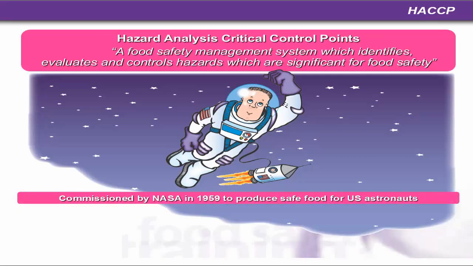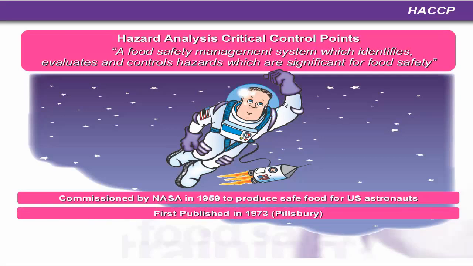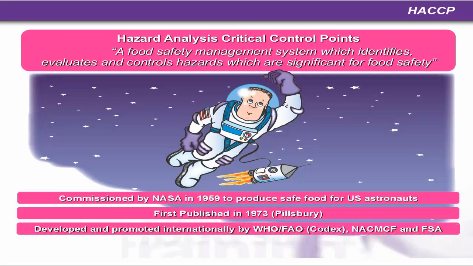It was commissioned in NASA in 1959 to produce safe food for US astronauts. Because you can imagine if astronauts went into space and had food poisoning, the symptoms of which can be sickness and diarrhea, they'd fill up their spacesuit with their own bodily fluids and probably drown. So they didn't want that to happen. It was a system that was developed from the jet engine fighters during the late 40s and early 50s. They developed a system from that and changed it to make it more flexible for use in the food industry. It was first published in 1973 by the Pillsbury Dough Corporation.